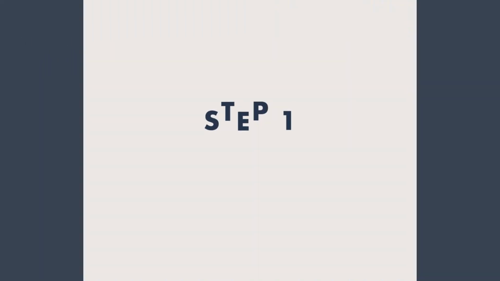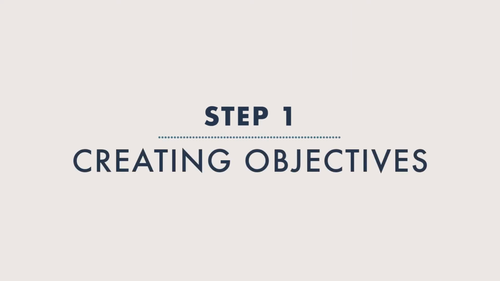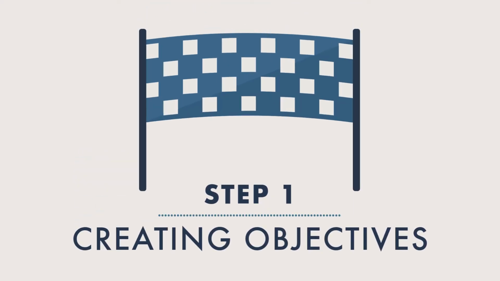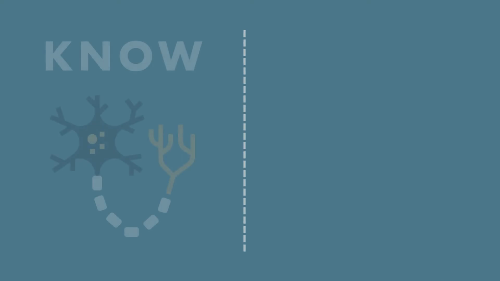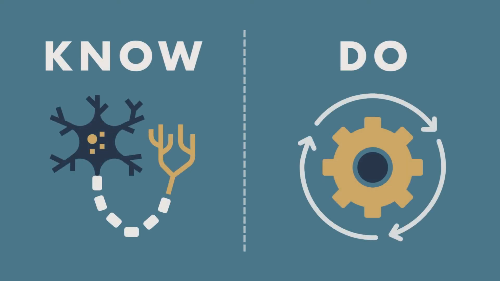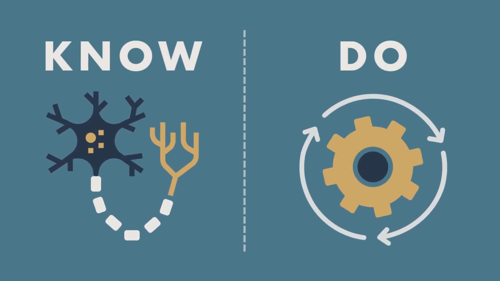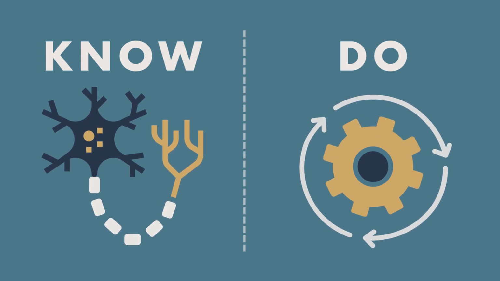The first step in backward design is creating objectives. It's imagining a time when the course is over and then asking, what is it I hope that students will have learned that will still be there and have value 2 years after the course is over? Your learners are long gone. What do you want them to still know and be able to do from your course? This is your vision for the course, where you dream beyond the 16 weeks of the semester.